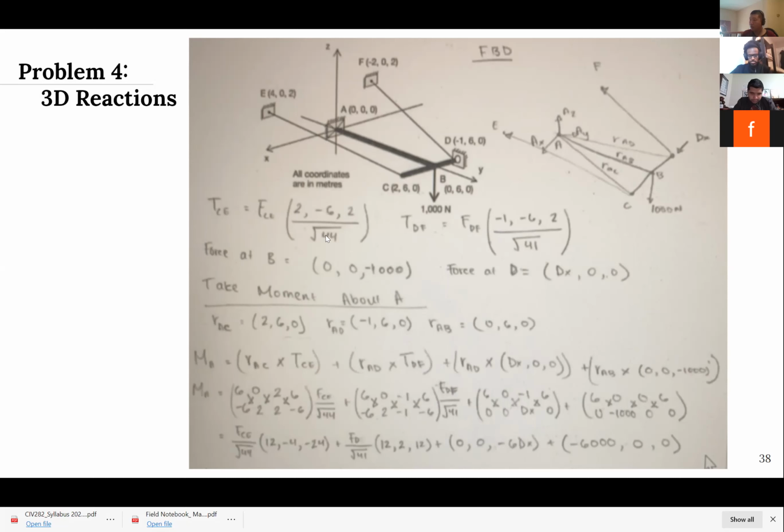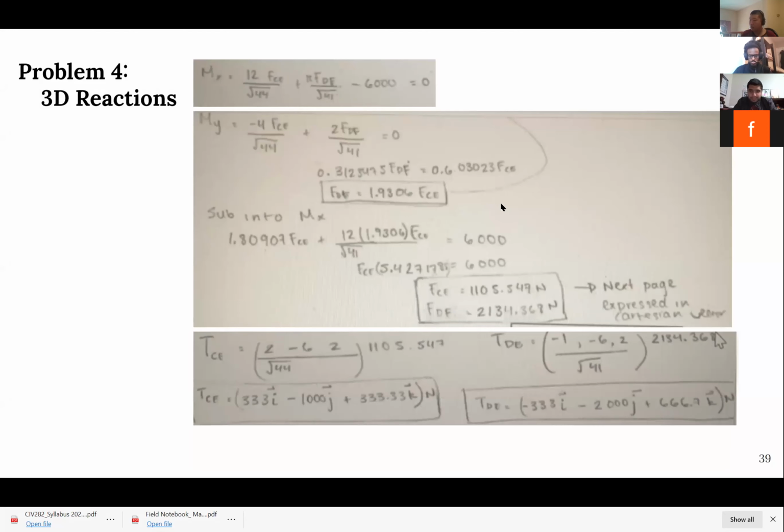Since we know what force of CE and force of DF are, you're just going to sub those values into those 2 equations. Remember they said to put it in Cartesian vector form. So for the first one, tension at CE, you do 1,105 times 2 over square root 44, and that'll give you the I value, which is 333. If you keep doing that, you'll get the I, J, K values.